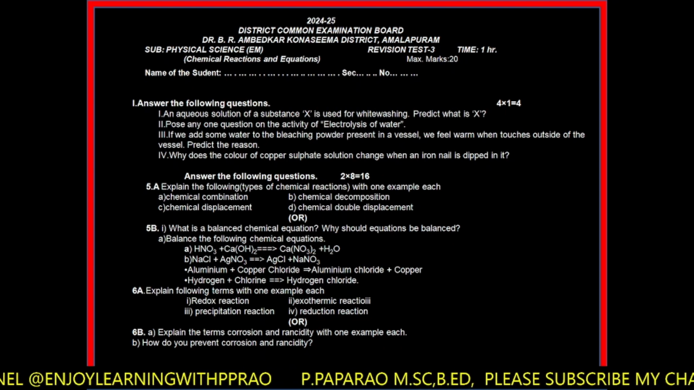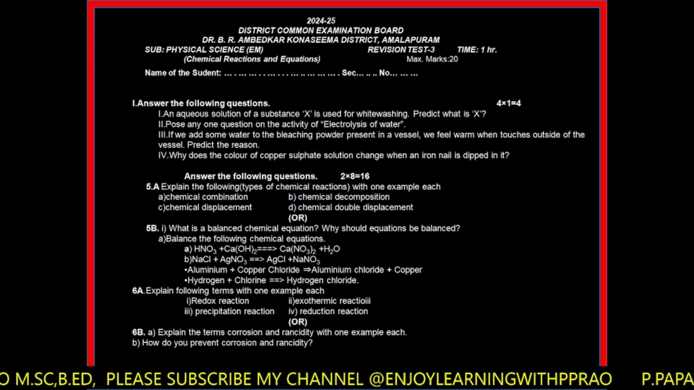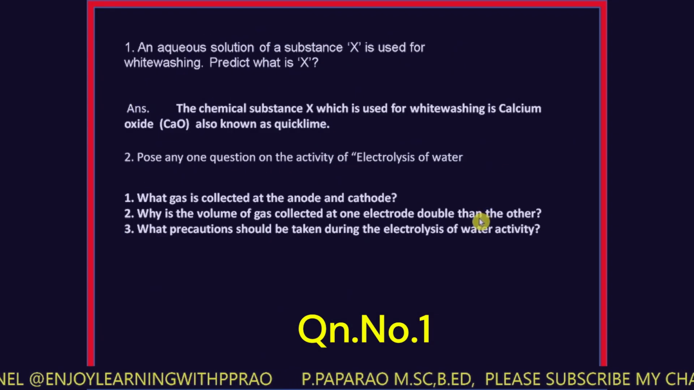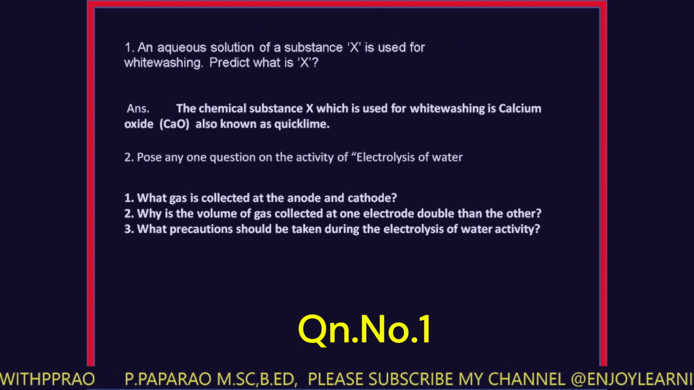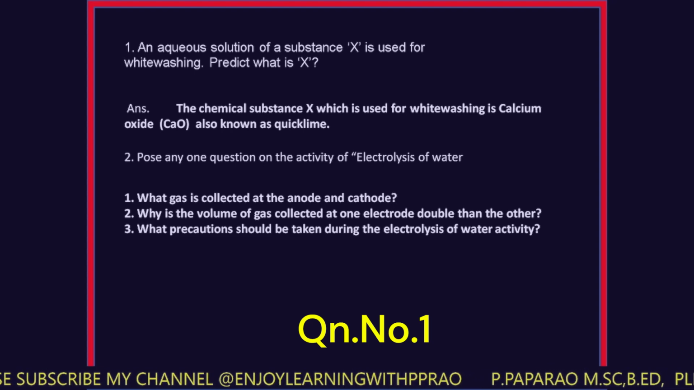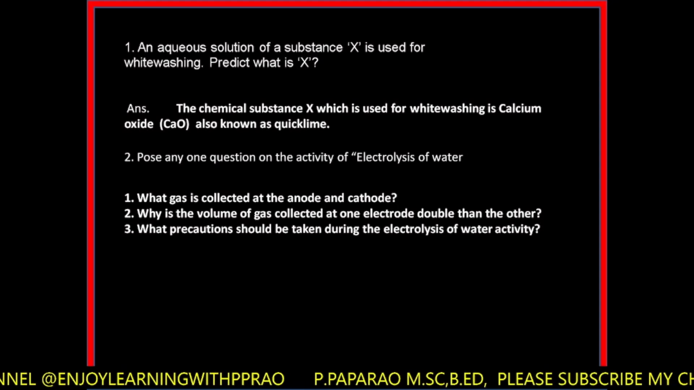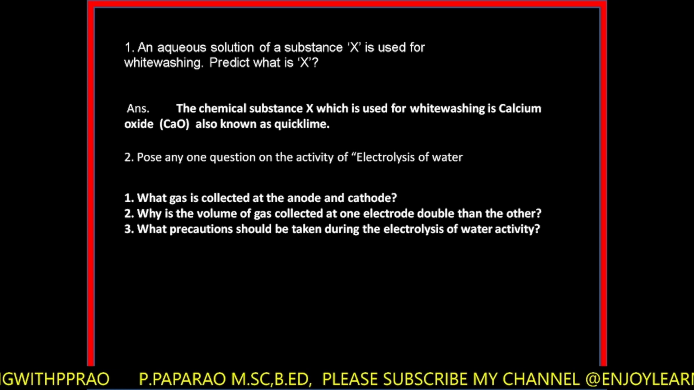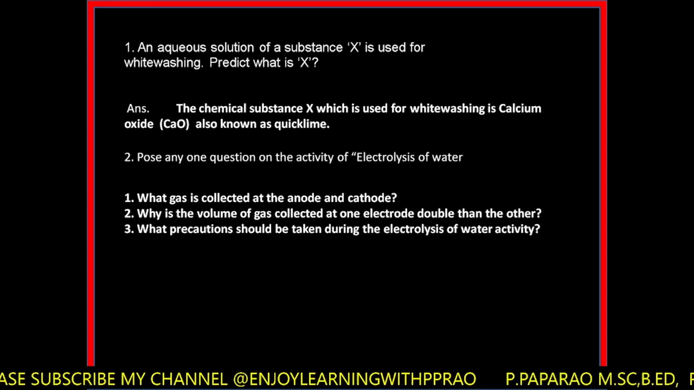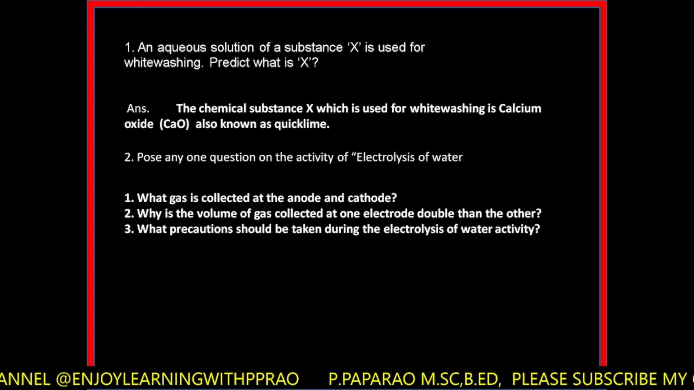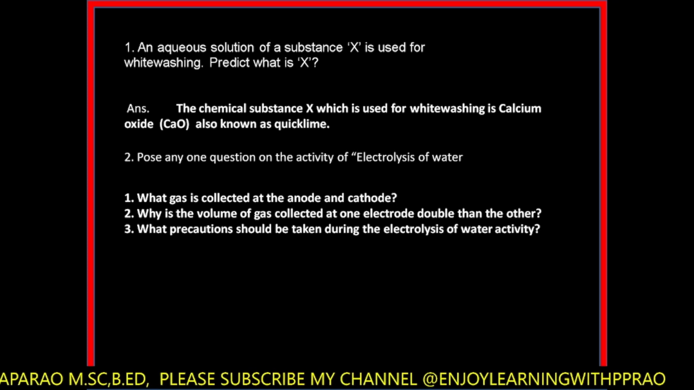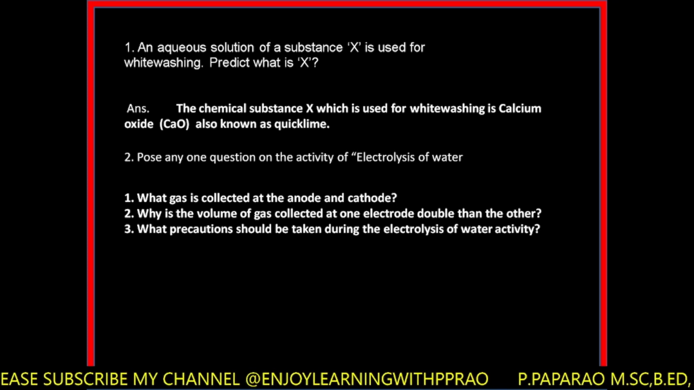ఈ 8 మార్క్స్లో మనకి ఇంటర్నల్ చాయిస్ కూడా ఇచ్చి ఫస్ట్ క్వశ్చన్, an aqueous solution of a substance X is used for whitewashing. Predict what is X. The answer is the chemical substance X which is used for whitewashing is calcium oxide, CaO, also known as quicklime.